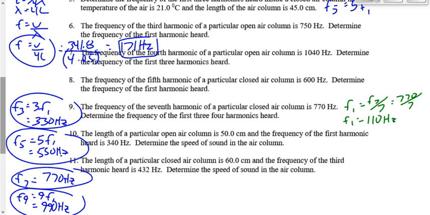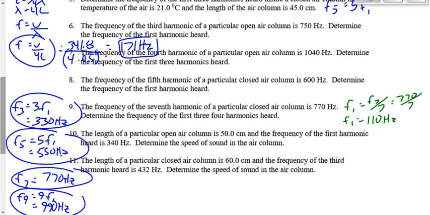So sometimes we need to use that derived equation, F is equal to V over 2L or V over 4L. Sometimes we don't. Sometimes we just need to take the frequency we have, divide it by a certain value to get the first frequency, the first harmonic, and then multiply it by something else. Okay, who asked me about number 9? Cameron, was that you? Does that make sense?